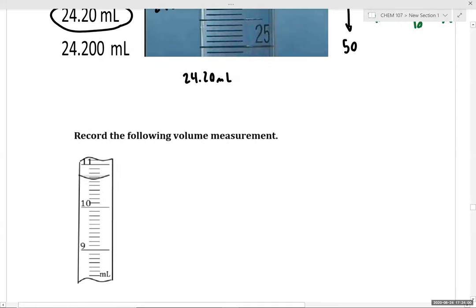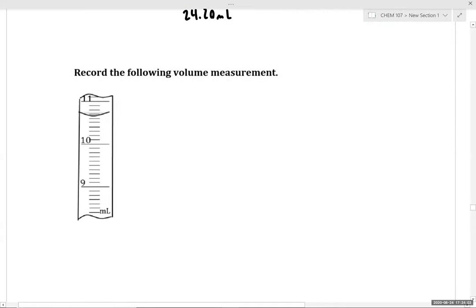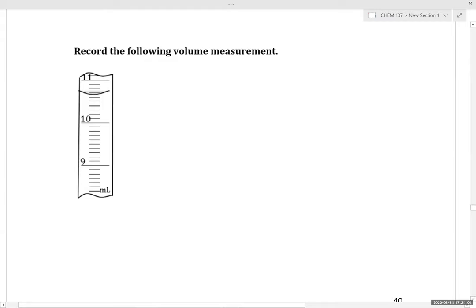Okay, let's do another one. This time, we don't necessarily have a burette, but we do have a graduated cylinder at play. So let's take a moment and try to record the volume measurement for the following graduated cylinder. Let's take about 2 to 3 minutes on this example, and then we'll discuss.